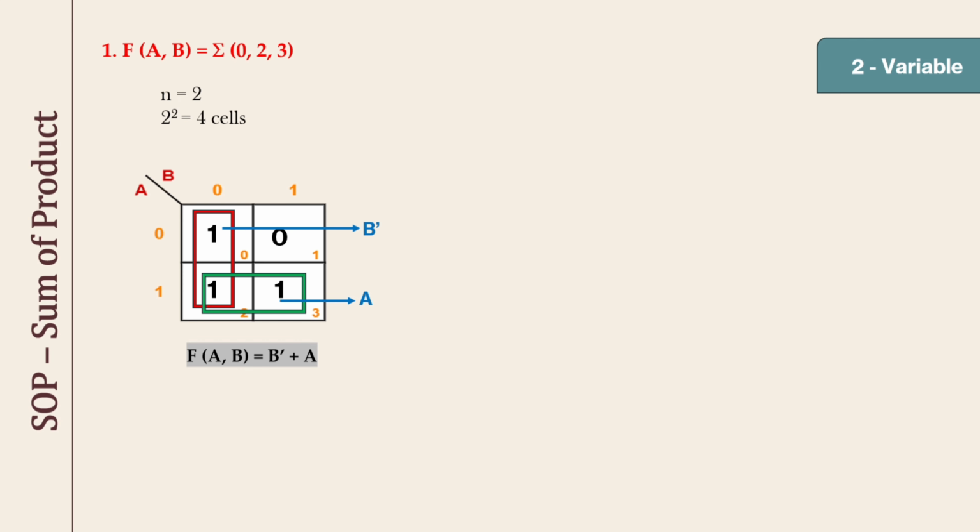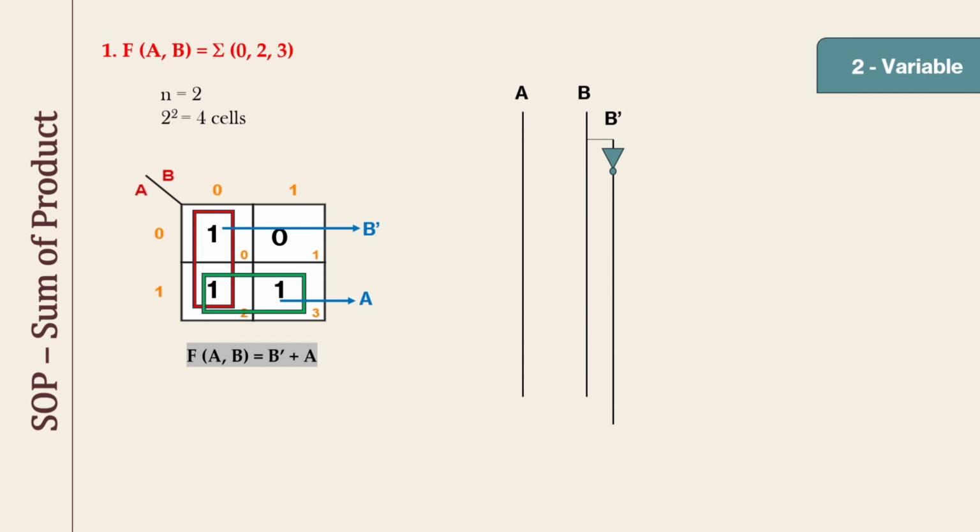Now let's move on to the logical implementation of this expression. As per the final expression, we need to add the two terms B bar and A. So we need an OR gate for this. For the OR gate, the first input will be B bar and the second input will be A. Then the output of this OR gate will be B bar + A. This is our final expression that we got after solving the K-map, and this is the logic circuit for that expression.